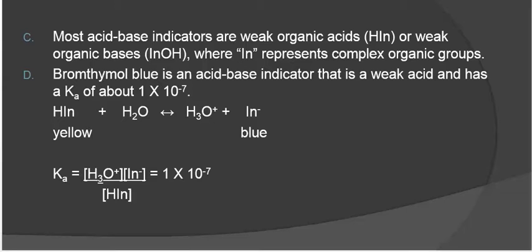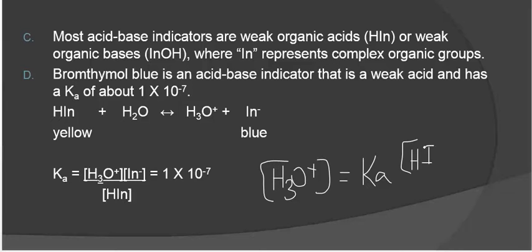For example, bromothymol blue is an acid-base indicator that's a weak acid, with a Ka value of 1 times 10 to the negative seventh. So I have a Ka expression. I'm going to rearrange that Ka expression to solve for hydronium. Hydronium would be equal to Ka times the acid form over the base form, or the ionized form.